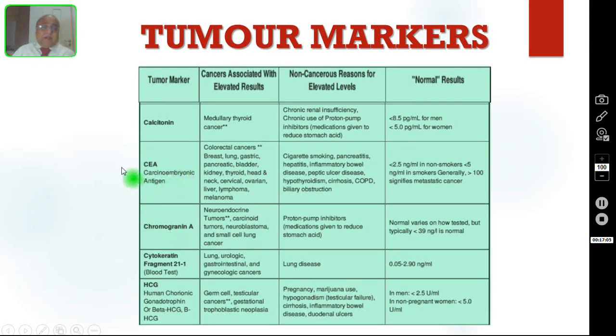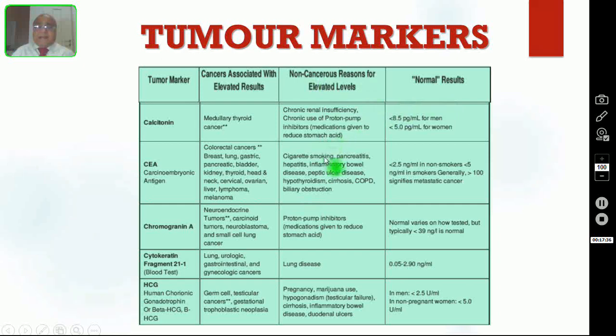So the next tumor marker is CEA or carcinoembryonic antigen. This is elevated in colorectal cancer, breast, lung and gastric cancer, pancreatic, bladder, kidney, thyroid cancer, head and neck cancer, cervical, ovarian cancer, liver cancer, lymphoma and melanoma. So elevated in so many cancers, CEA. But usually we are using it for colorectal carcinoma.